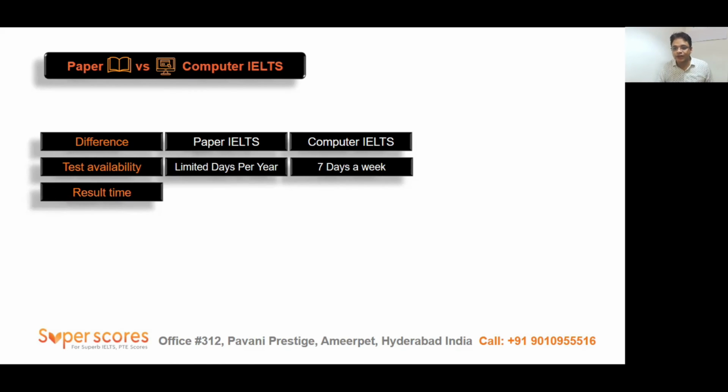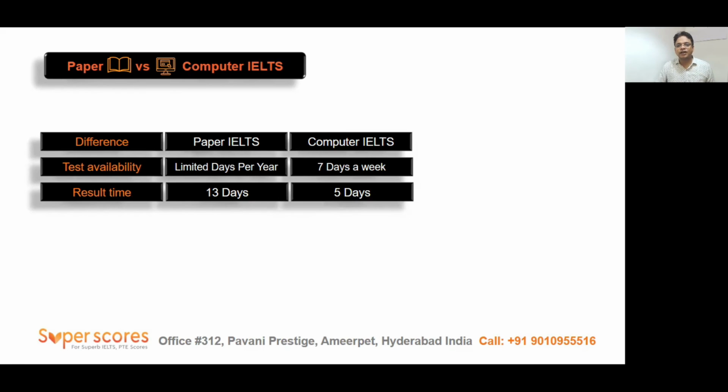The second thing is result time. For the paper-based exam, when speaking, writing, reading, and listening are all over, it takes about 13 days to receive the results. Whereas for the computer-based exam, it takes around 5 days. Almost less than half the time is taken to get the results in the computer-based exam. This is one more advantage of the computer-based exam.